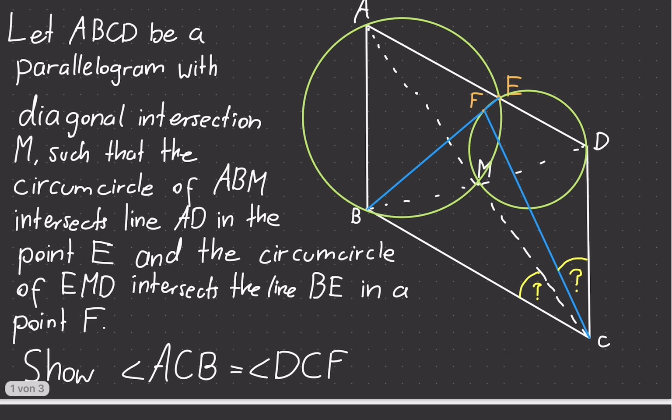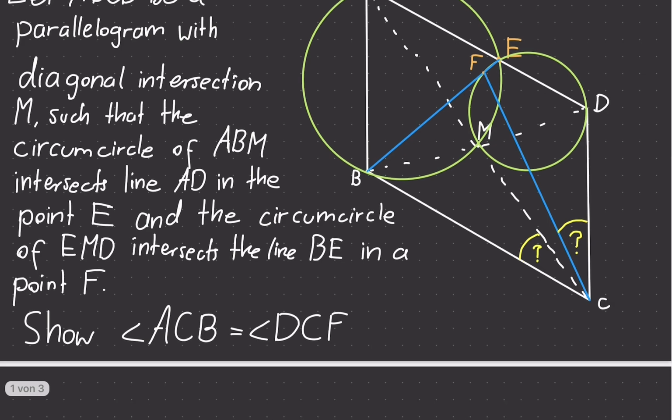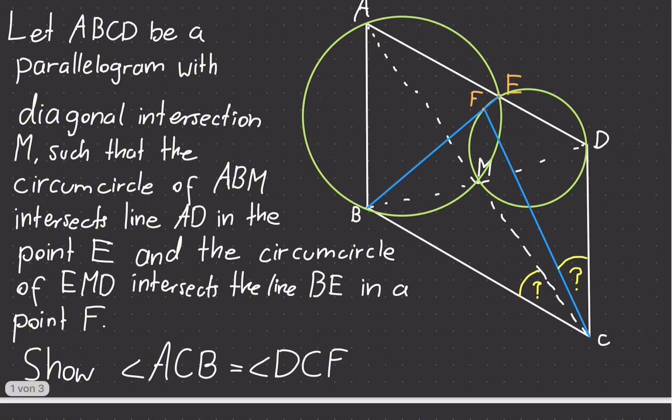So, first thing to notice is that we are talking about a parallelogram. So, the angles here, BAM and DCM, are going to be the same. I'm going to call them alpha. And equally, we have that MAD, I'm going to call it beta, is the same as MCB. All right.